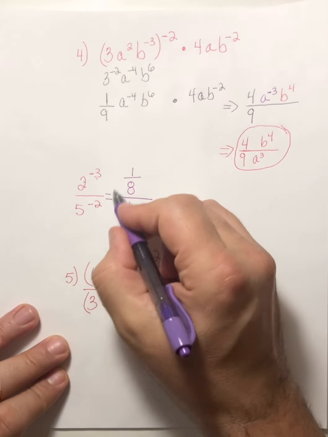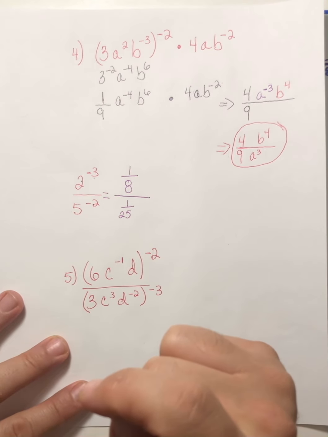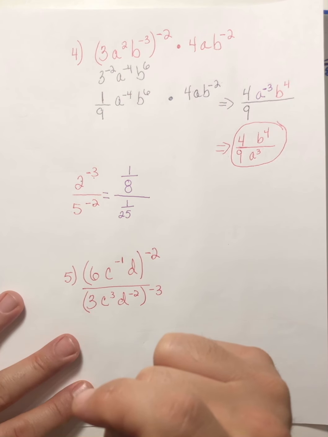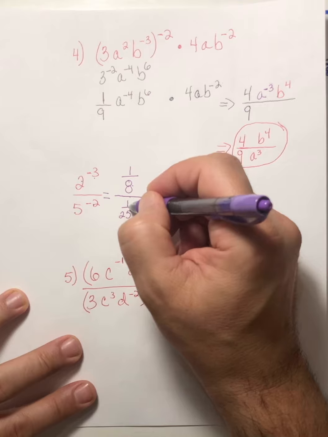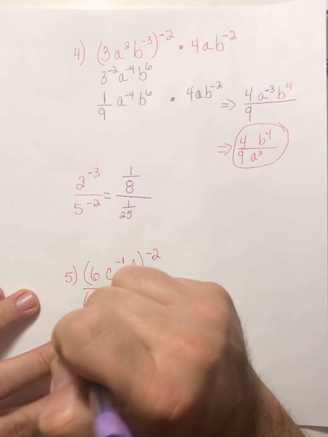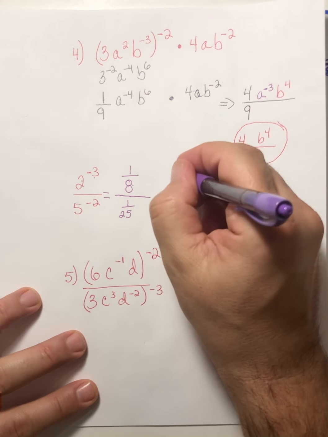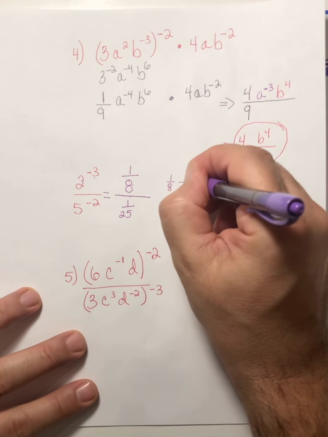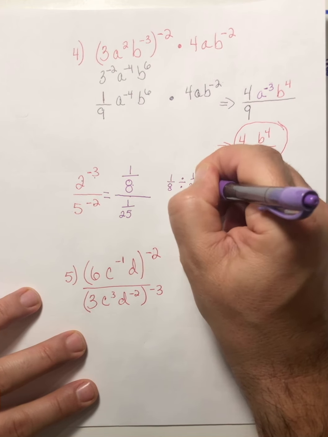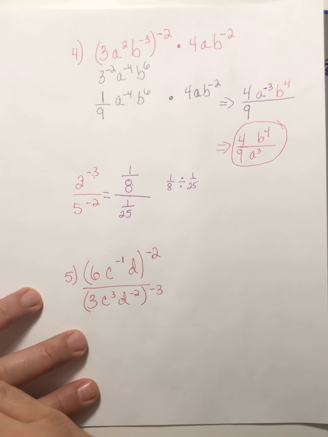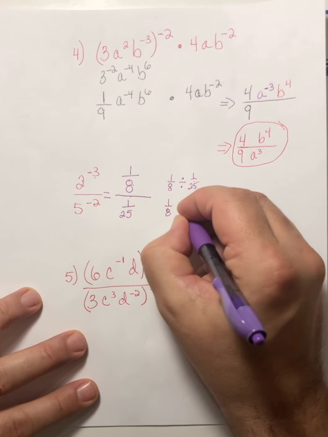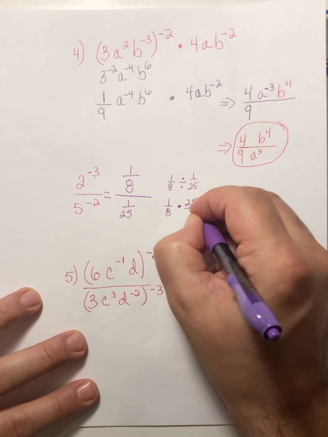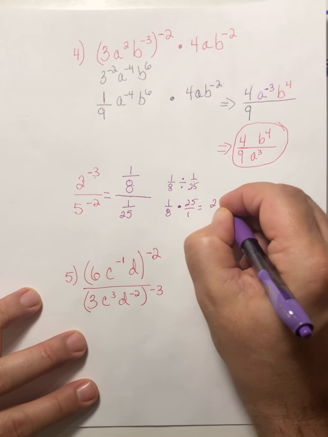Now, how do I clean this up? Yes, we can multiply by the common denominator. How about this? Isn't this saying 1 over 8 divided by 1 over 25? Isn't that what that means? 1 over 8 divided by 1 over 25. So now what does that mean? That's right, we keep, change, flip. So doesn't that just become 25 over 8?